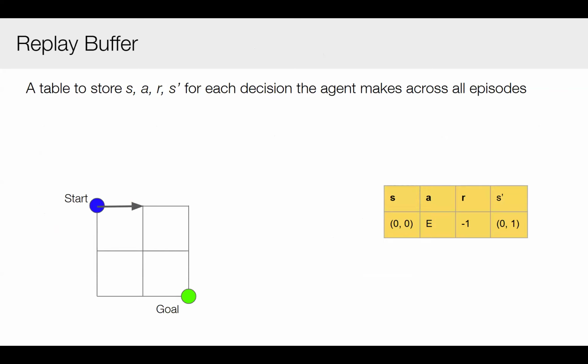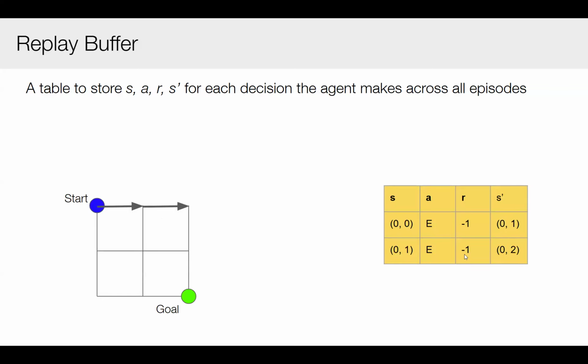So let's walk through what that might look like. If we start at the start state, the blue circle, S prime is going to look like this: 0, 0 as our S, action E, I guess corresponding to east, R, reward of -1. As we said, we have a reward of -1 for everything. And S prime, the next state that we ended up at.